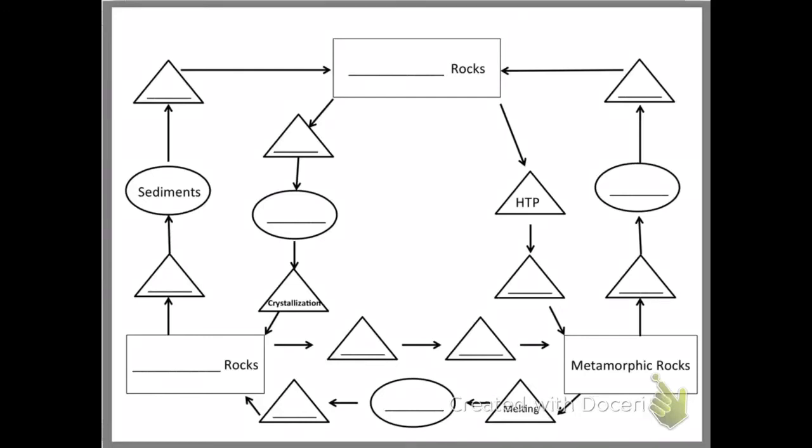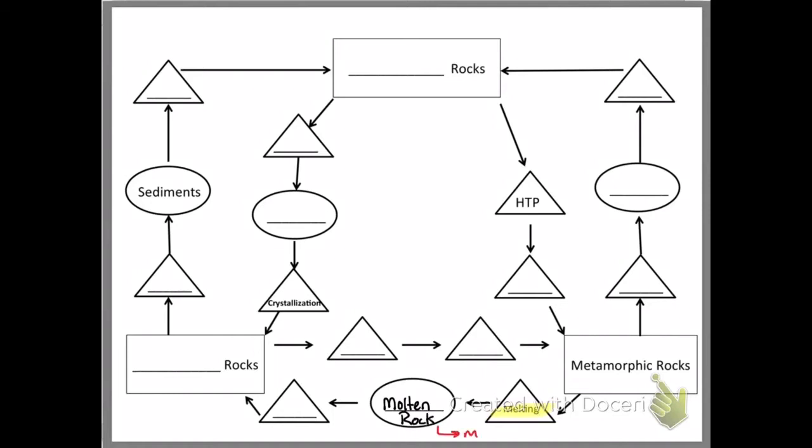Alright guys, this is a review of the rock cycle and our rocks unit in general. We're going to start in the bottom right hand corner over here with melting. Once you melt any sort of rock, it's going to turn into molten rock. Now molten rock is really any sort of melted rock, but it can exist in two places.